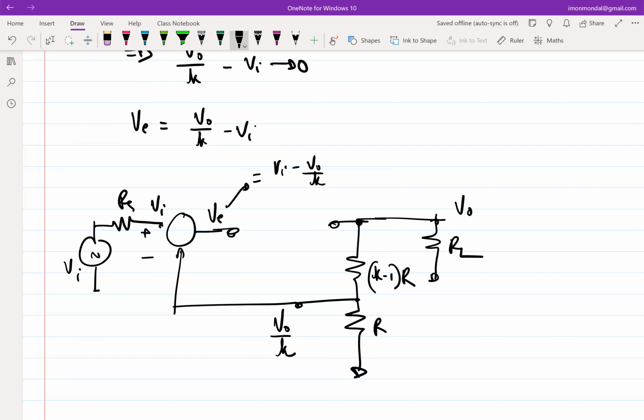So we have to put something here, which essentially can drive V naught to our desired value. Okay. So now let's go back and try to figure out what the transfer function of this block should be.